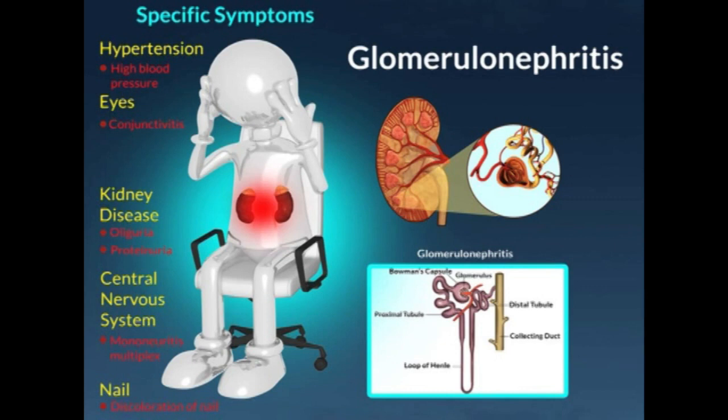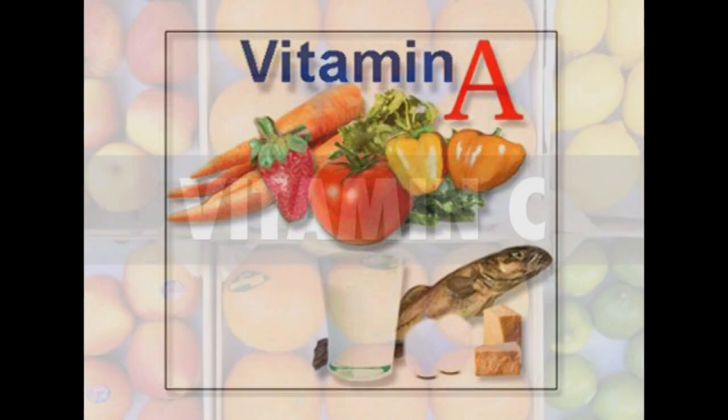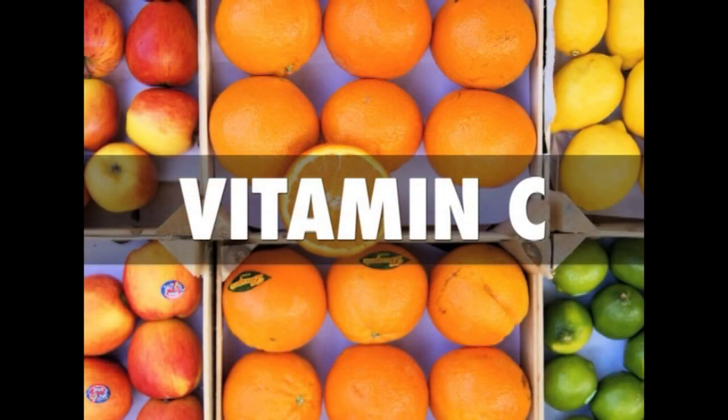Now, patients with glomerulonephritis show decreased immunity, and for that it is very important for the patients to take enough vitamins to strengthen the immune system. Some of the common vitamins that are recommended are vitamin A and vitamin C, because they help in improving the immune power of a patient.